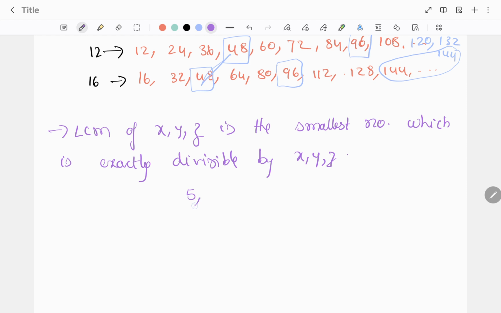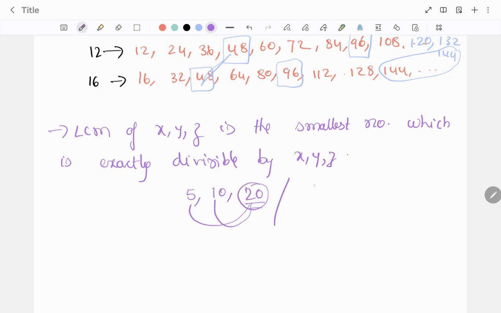Suppose they ask 5, 10, 20. Now what is the LCM of all these three numbers? What is the highest number? 20. Now check that. Can 5 divide this 20? Yes. Also can 10 divide this 20? Yes. So 20 is the LCM.